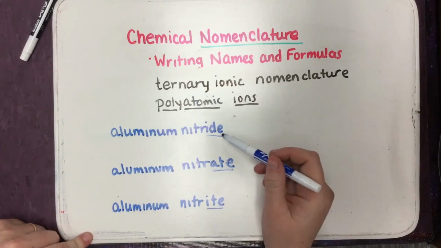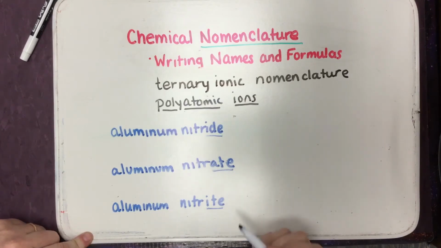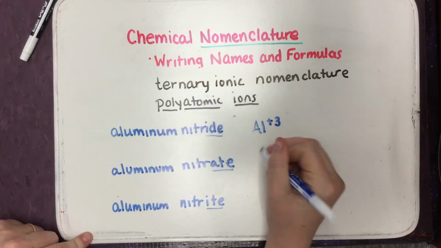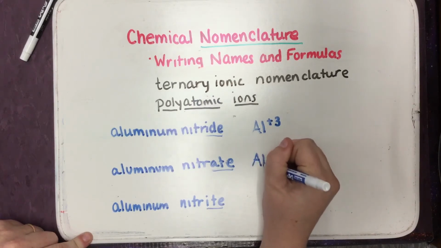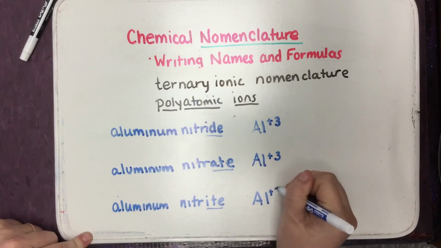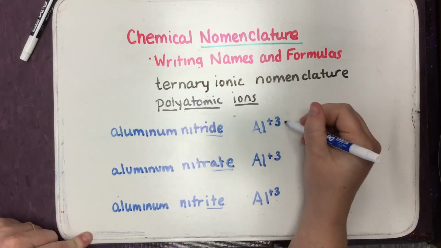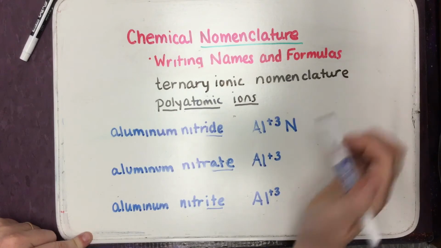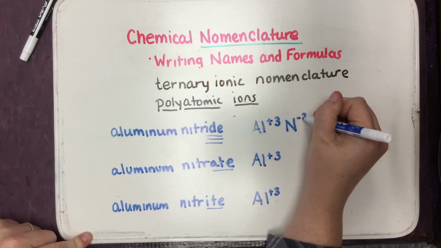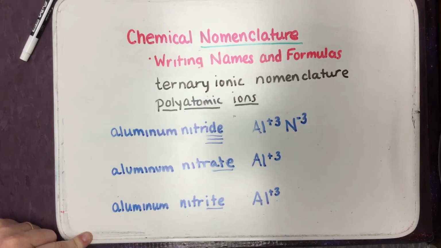When we're trying to write the formula for each of these 3 compounds, we're going to begin by looking up the symbol and the charge of our cation, which in all 3 of these is aluminum, and aluminum is in group 13, so that's a +3 charge. We then look up the symbol and the charge of the anion. Since this is the IDE ending, that's just plain nitrogen, and nitrogen has a -3 charge.